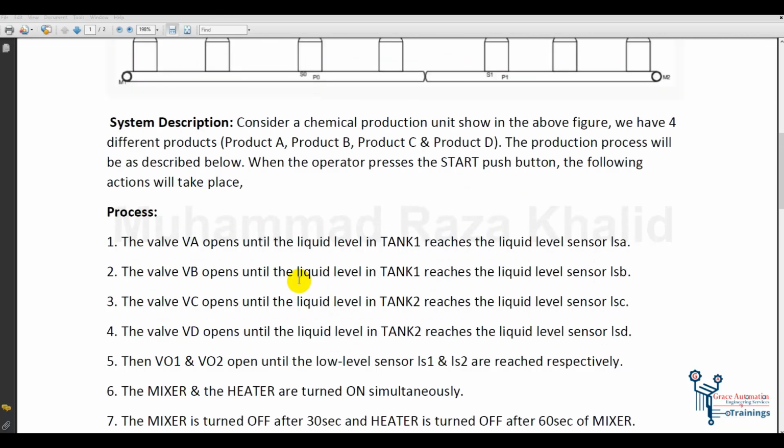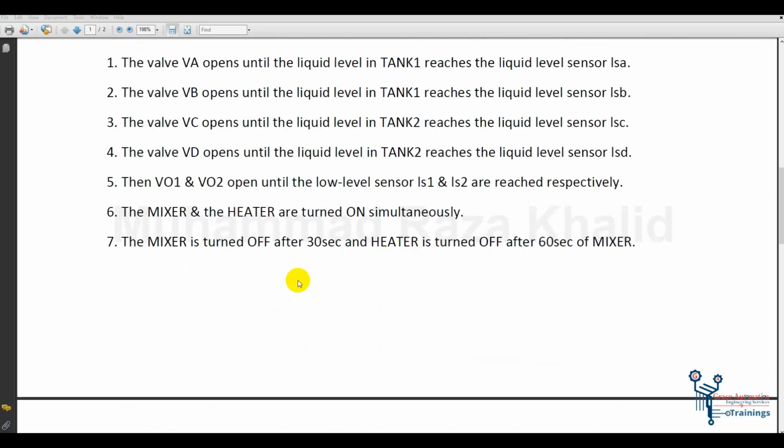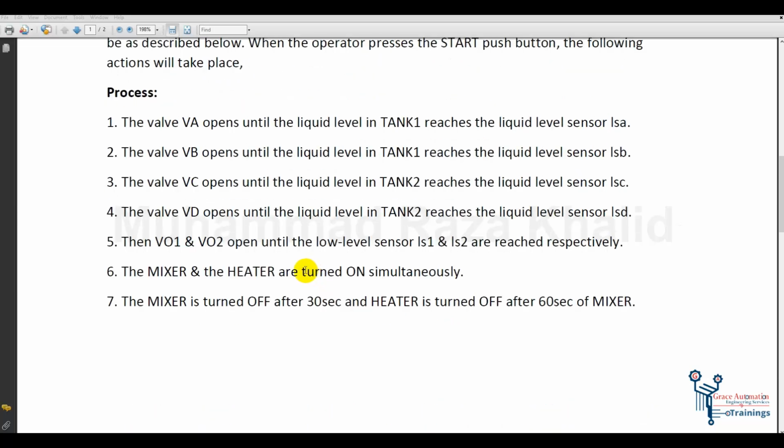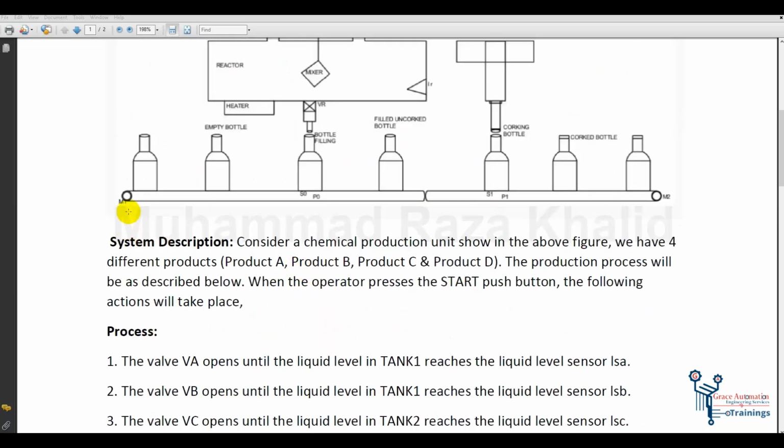So after that the motor M1 starts until the sensor S0 is detected. Here we can see that motor 1 will be moving this conveyor where the bottles will be moving. So motor 1 will be turned on until S0 is detected, meaning the bottle has reached here.